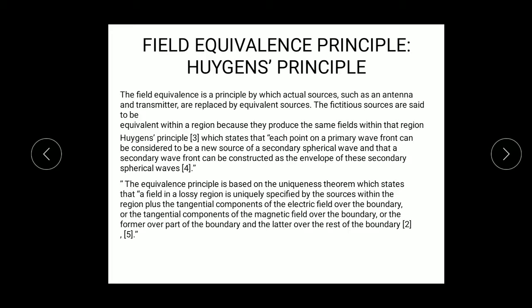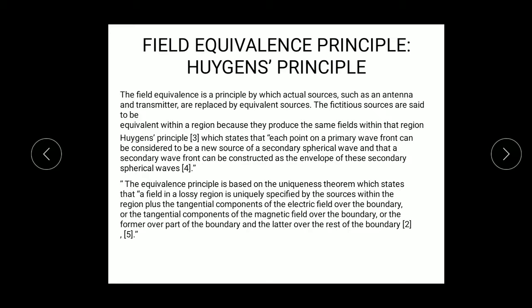Now we first discuss the field equivalence principle, Huygens principle. In this principle, the field equivalence is a principle by which actual sources, such as the antenna and transmitter, are replaced by equivalent sources. Basically, the actual source is the transmitter, antenna. In this principle, we can represent them with equivalent sources. The fictitious sources are said to be equivalent within a region because they produce the same field within the region.